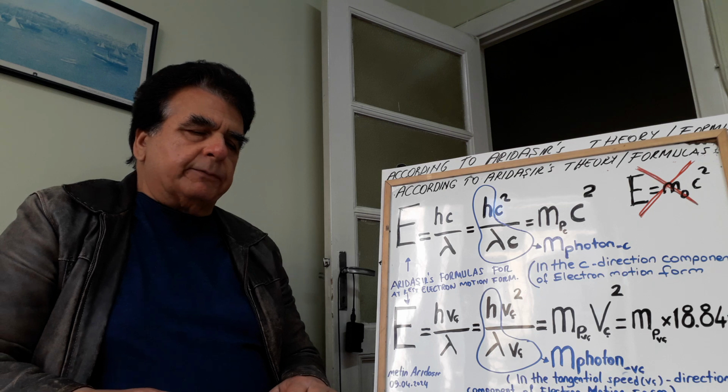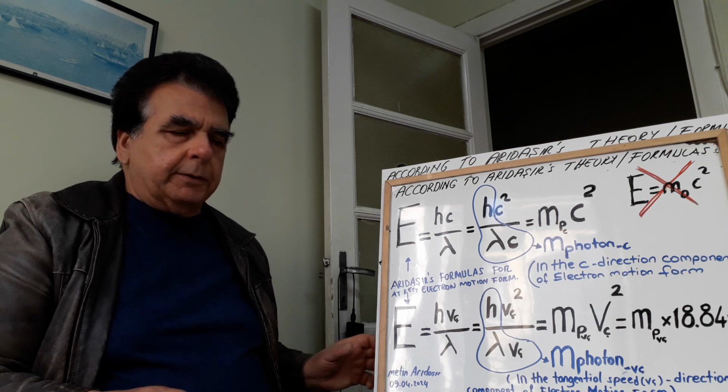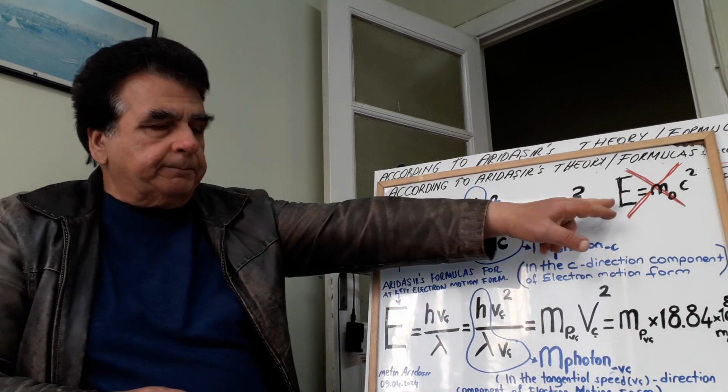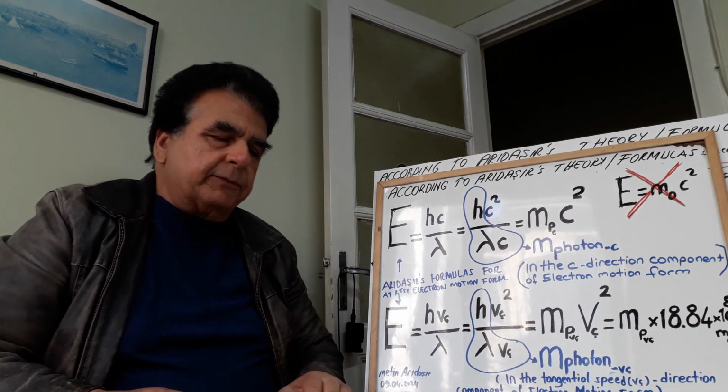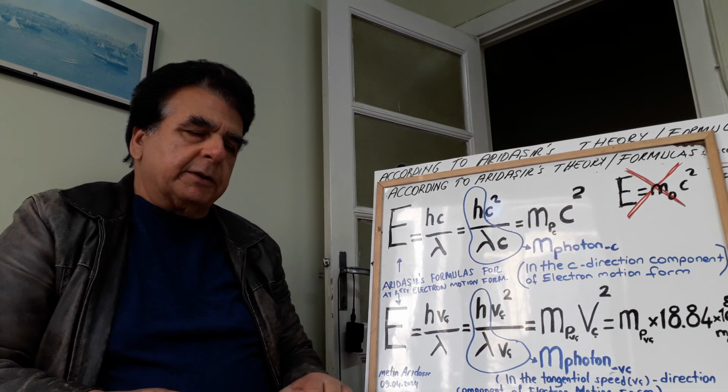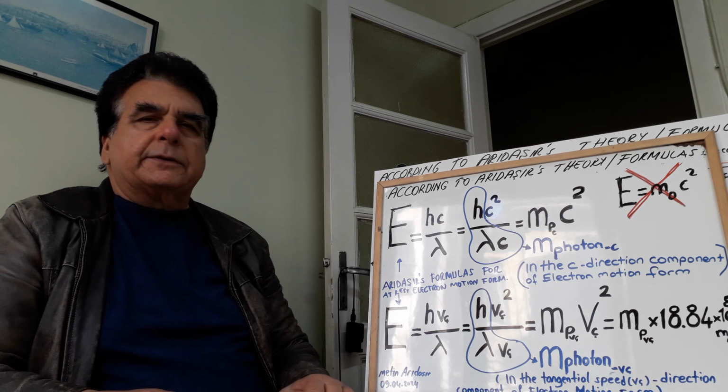The mass of the photon is hidden in this formula in accepted physics theories, but accepted physics theories cannot see it.